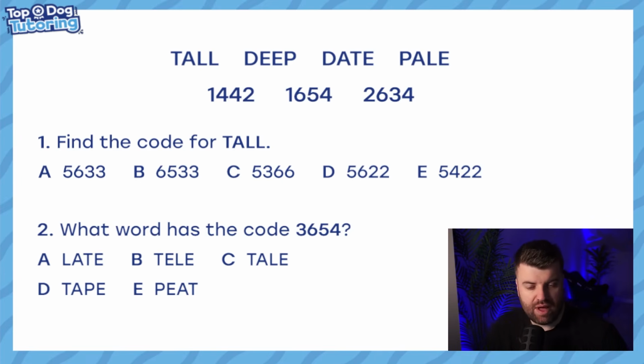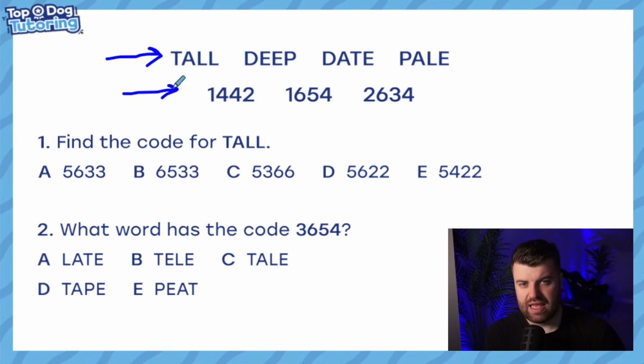So what is it? Well, we have some 4-letter words across the top: tall, deep, date, and pale. And underneath them, we have 3 4-digit numbers. Now you'll notice there are 4 words, but only 3 numbers. That is one key part of this question. We cannot assume that every single word here is represented by a number below, because one of them isn't. So let's take a look at how we can solve this.